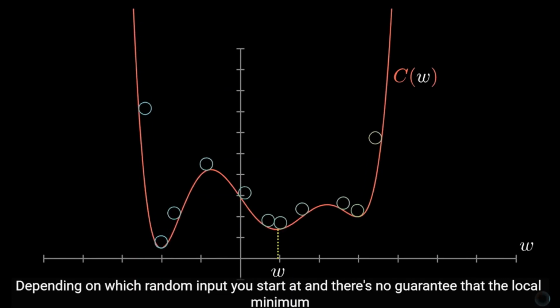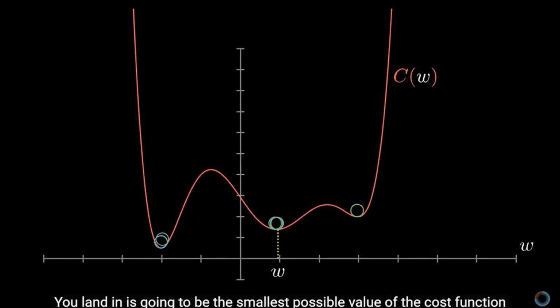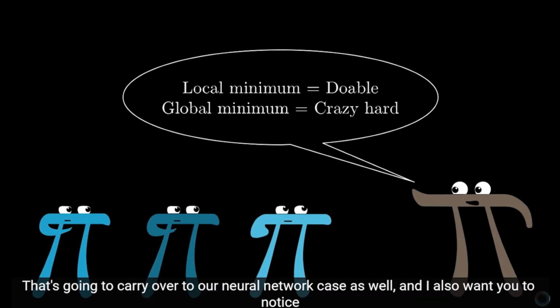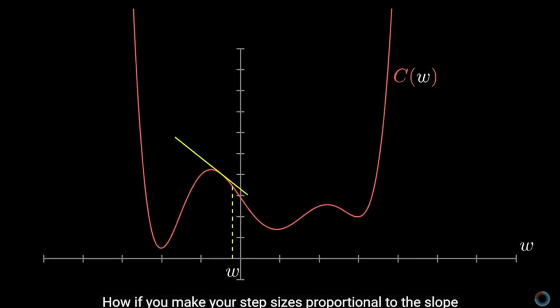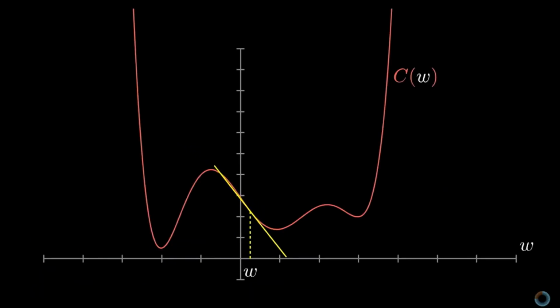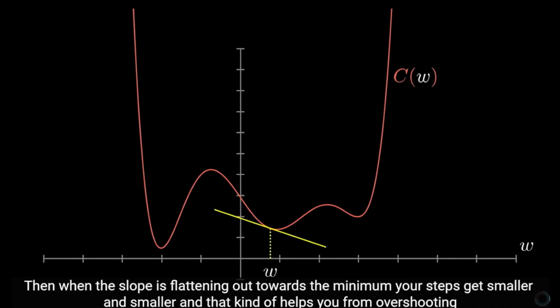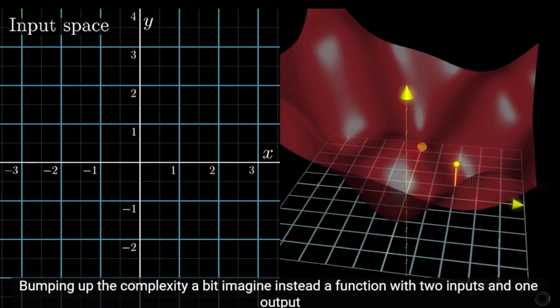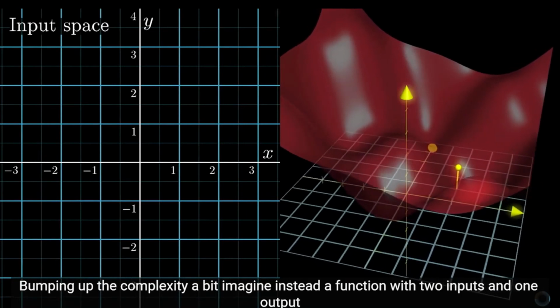And there's no guarantee that the local minimum you land in is going to be the smallest possible value of the cost function. That's going to carry over to our neural network case as well. And I also want you to notice how, if you make your step sizes proportional to the slope, then when the slope is flattening out towards the minimum, your steps get smaller and smaller, and that kind of helps you from overshooting. Bumping up the complexity a bit, imagine instead a function with 2 inputs and 1 output.